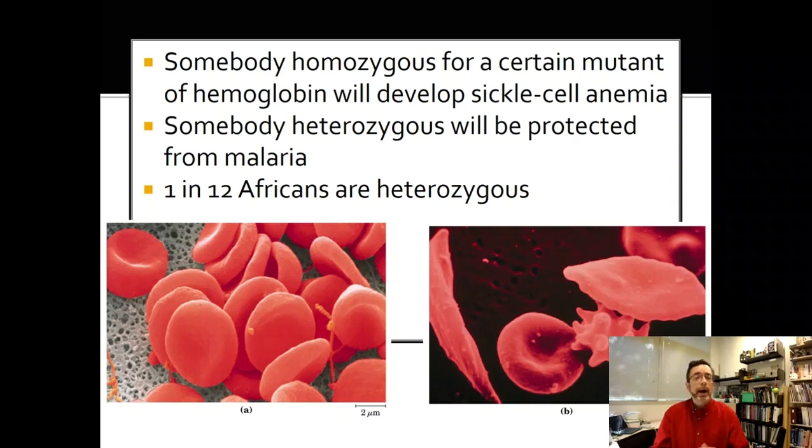And one of the hints for why does this persist in the African population? It's because if you have a heterozygous person, you can quickly find that the heterozygous mutation is associated with protection from malaria. And 1 in 12 Africans are heterozygous, which means on average 1 in 144 are going to be homozygous. So the protection from malaria is actually more important genetically than protection from sickle cell anemia.